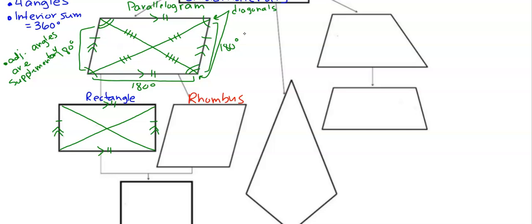Okay, so a rectangle, I'm going to switch colors. So these are the things that are unique to a rectangle. A rectangle is going to have 4 right angles. And then in a rectangle, the diagonals all are congruent and they bisect each other. Okay, so the things that are new, all four angles are 90 degrees and your diagonals are congruent.